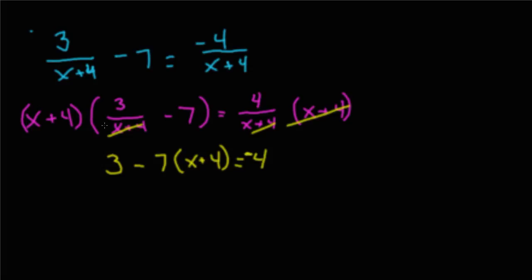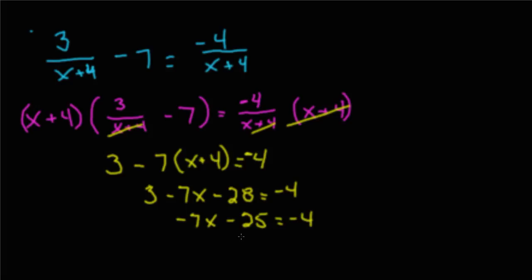It's a minus 4 is what the original equation was. So we've got to come back in here, okay, minus 4. So 3 minus 7 times x plus 4 equals a negative 4. So 3 minus 7x, negative 7 times a positive 4 gives us a negative 28, equals a negative 4. Now 3 minus 28, that'll give us a negative 25, so we'll get negative 7x minus 25 equals a negative 4.